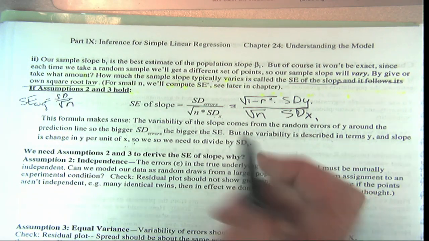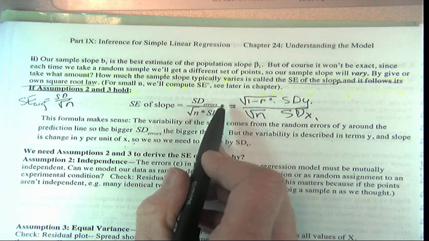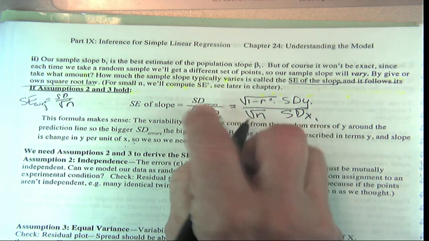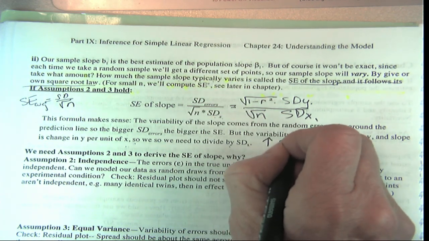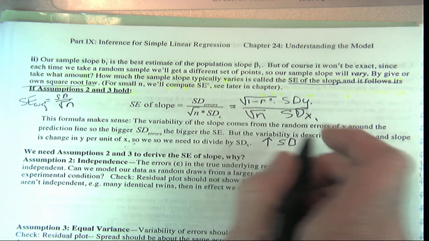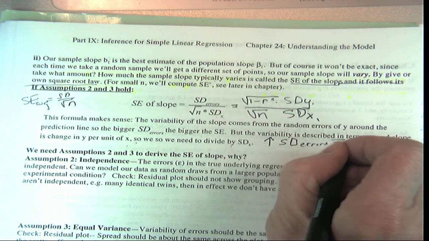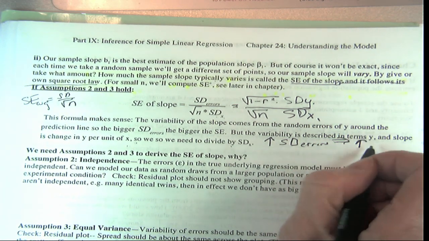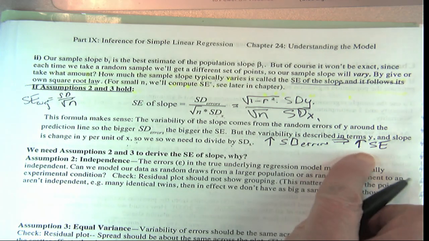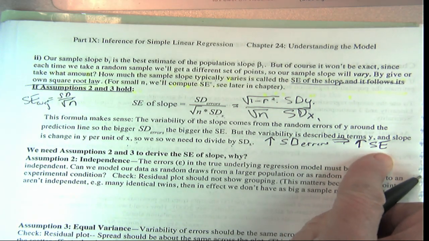And it makes a lot of sense. The bigger your spread around the line, the bigger the SD of the errors is, the more your slope's going to bounce around. The bigger sampling standard error you have for the slope.